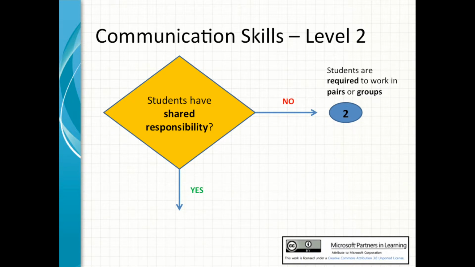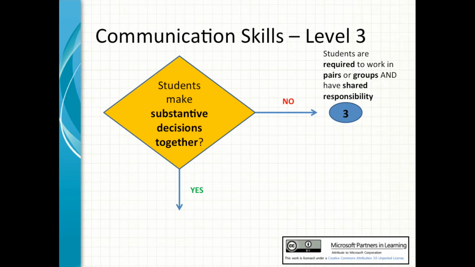In level 3, we want to know, did the students have shared responsibility? In this project, Catherine shared that the students did have shared responsibility. They all had to work together to decide what location they were going to choose for the project, and it involved working together to find different pieces of information about their trip. So this project is already at a level 3.